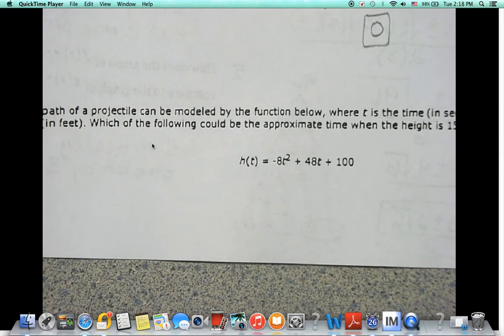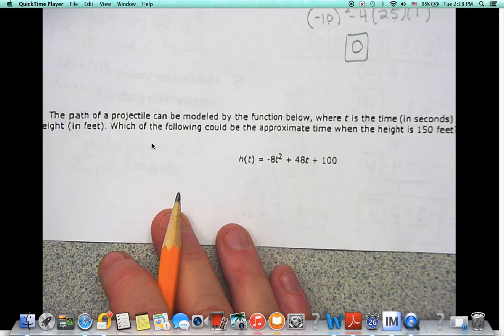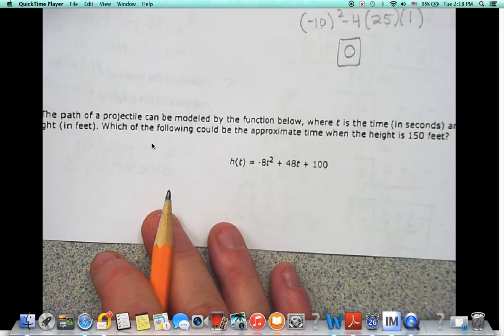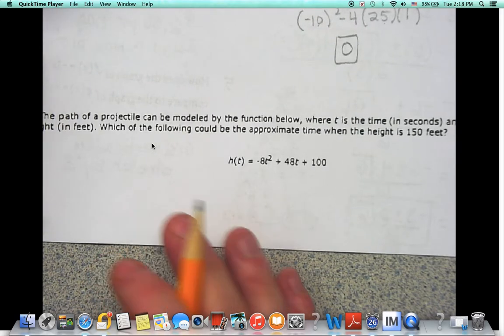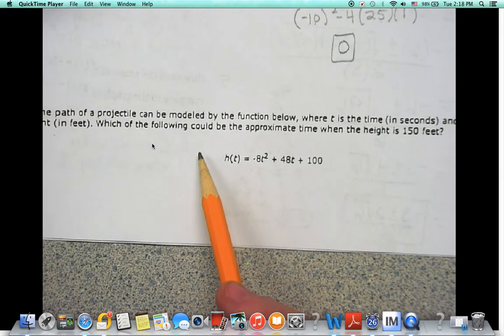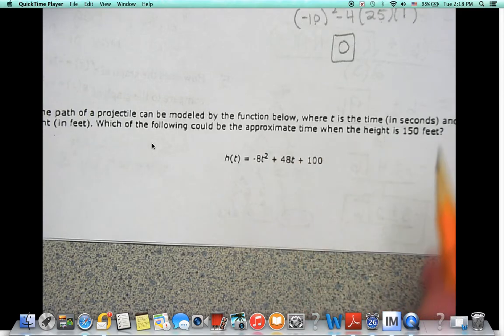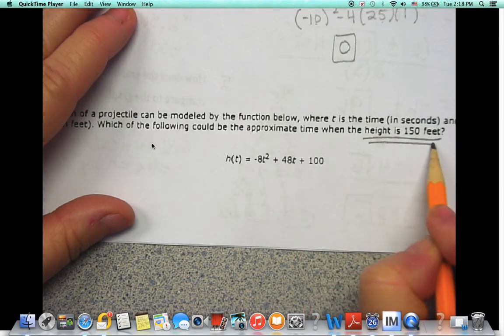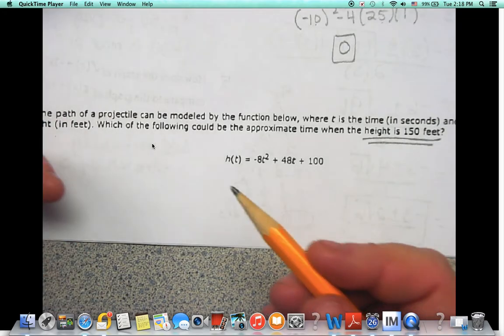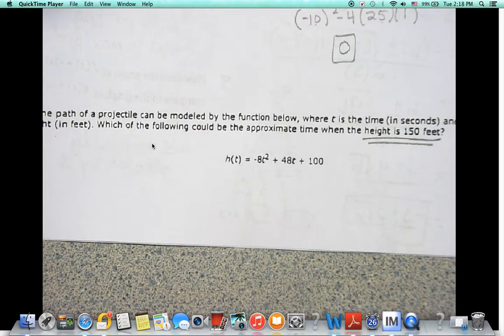Okay, number 10 is like what we did yesterday. The path of a projectile can be modeled by the function below, where t is the time in seconds and h of t is the height. Which of the following could be the approximate time when the height is 150 meters? There's probably supposed to be answer choices, but there's not, so we're just going to find the answer.